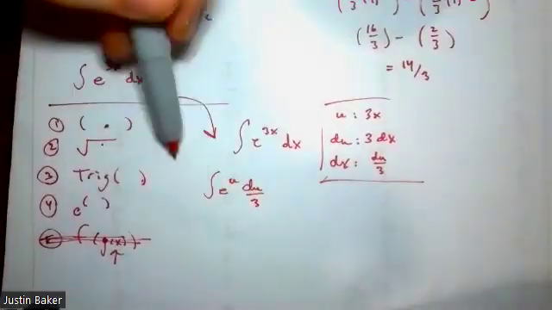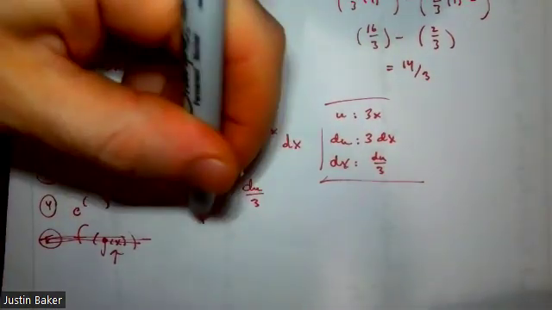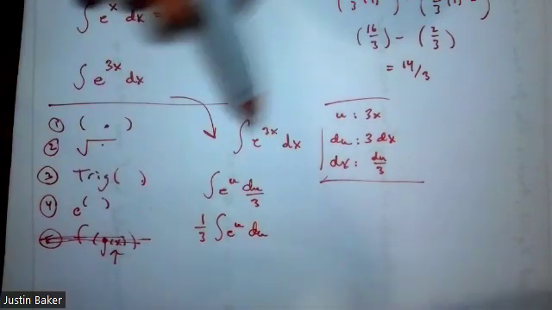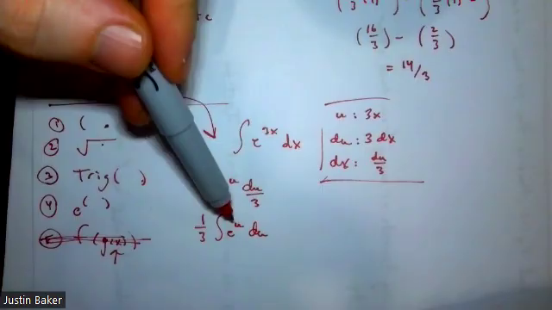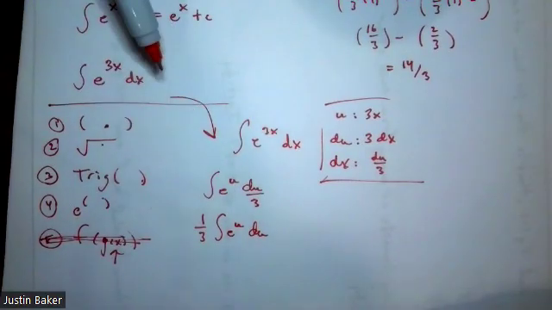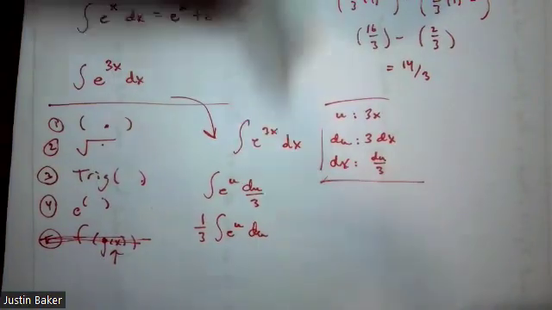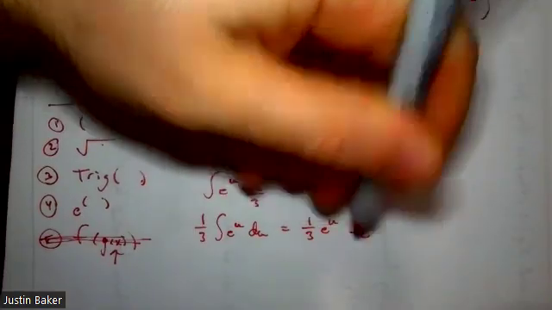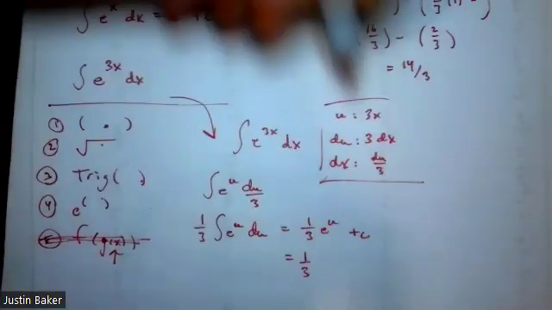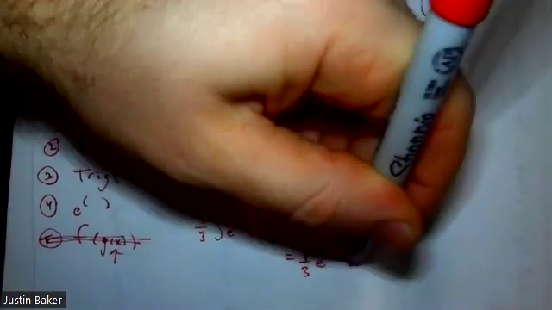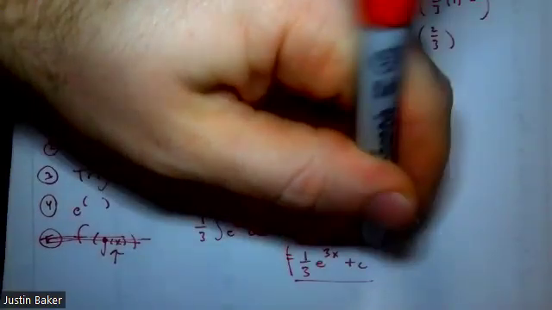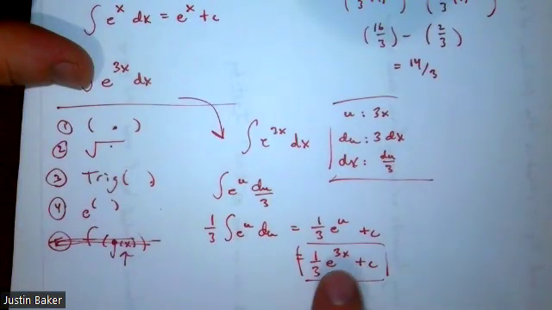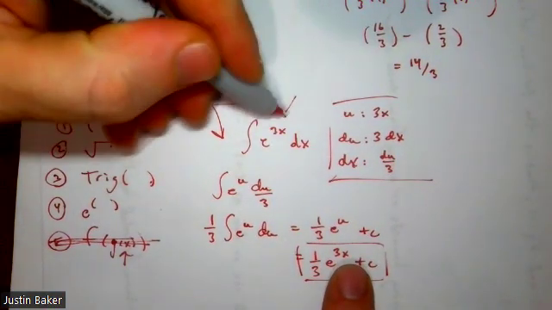So we're going to bring our 3 out front. That's 1/3 integral e to the u du. And when you integrate e to the u, that's just like e to the x. That'll work. If it's just a variable, you're in good shape. So that's 1/3 e to the u plus c, which is 1/3 e to the 3x plus c when I plug in. And then you can always check if you want. You should be able to take the derivative of this answer and come back to where you started.